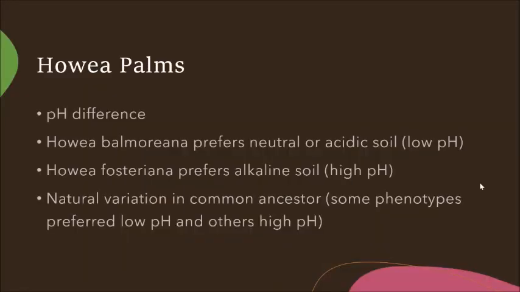So he touched on it in the video, but let's walk you through it. Again, it's the example named in the study design, so you need to know. Howea palms, we believe, went through sympatric speciation because of a difference in pH in the soil. This species, Howea belmoreana, prefers neutral or slightly acidic soil, so it has a lower pH. Howea forsteriana preferred an alkaline soil.